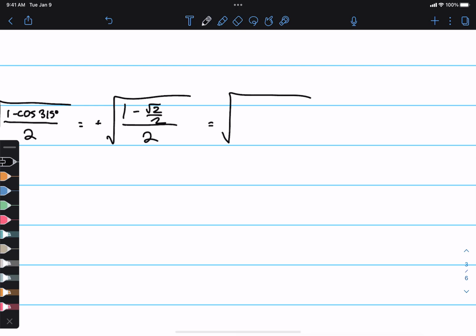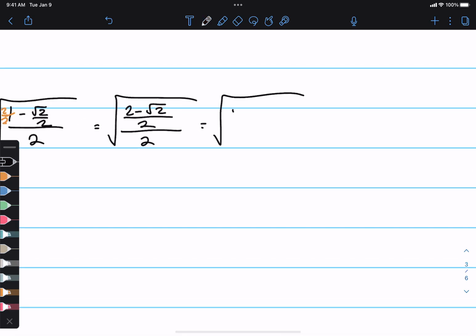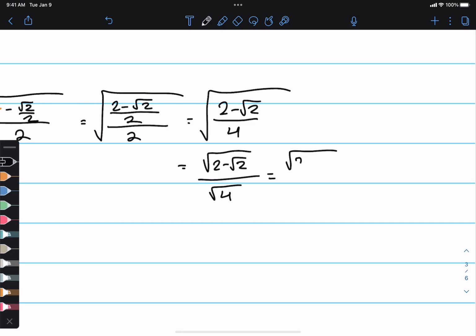This is equal to the square root of 2 minus root 2 over 2, all over 2, right? So we put this 1 as 2 over 2, and then added it to the fraction to its right. And then this final thing is the square root of 2 minus the square root of 2 over 4. But now we have to rationalize the denominator. So this is equal to the square root of 2 minus the square root of 2 over the square root of 4. And that is, of course, equal to the square root of 2 minus the square root of 2 over 2. Yay!